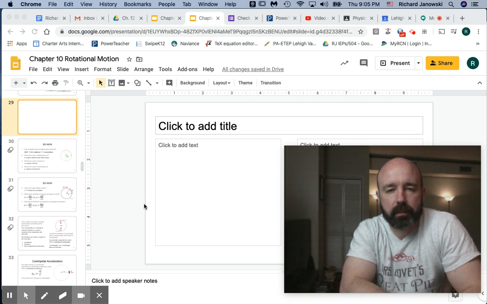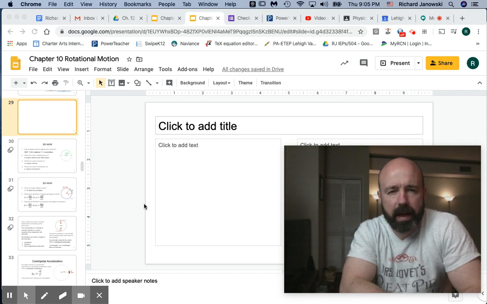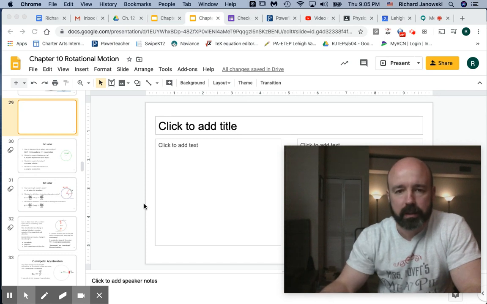This is the third part of the Chapter 10 slides. So we've learned the basic stuff about the cousins. We've learned theta, we've learned omega, we've learned alpha, and we've learned the formula for arc length. And we're going to learn something new today that goes a little bit beyond this stuff. So let's get started.